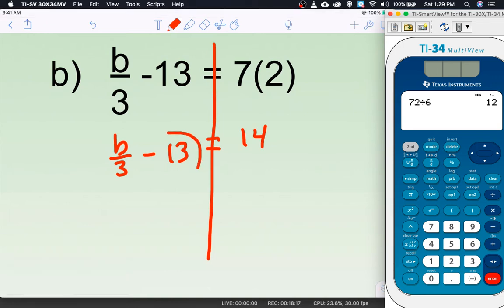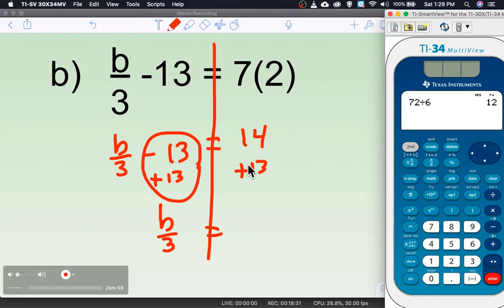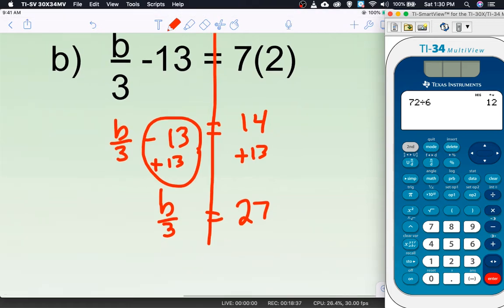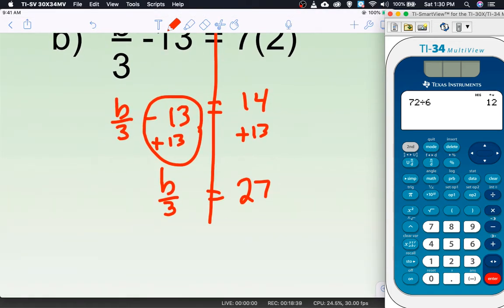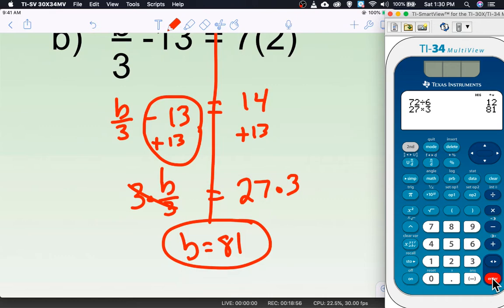We're going to get rid of this minus 13, the addition or subtraction, by doing a plus 13 on both sides. We have b over 3 equals 14 plus 13 is 27. And now in order to get rid of that divide by 3, we are going to multiply by 3 on both sides. And b equals, I believe it's 81, but I always like to check my math. There we go. 81. B is 81.